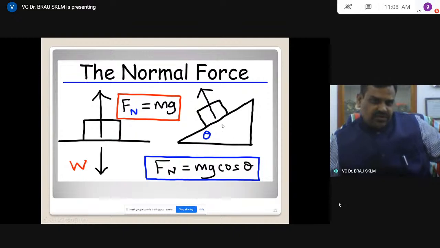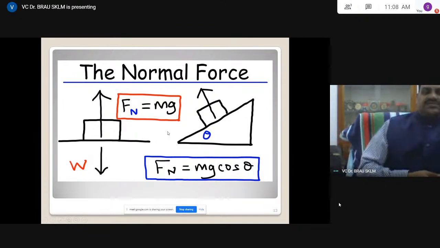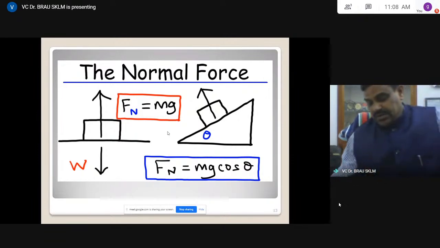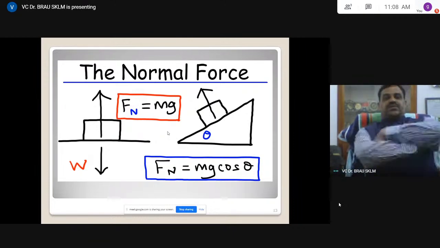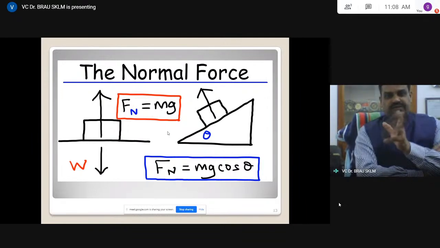See, that's why one equation is along the plane, and another is perpendicular to the plane. Perpendicular to the plane, the normal force is equal to W cos theta, that is mg cos theta. And along the plane, mg sin theta is the frictional force, Fs. So this is how we represent the frictional force and the normal reaction, mg or mg cos theta. See how the normal reaction changes as theta is changing.